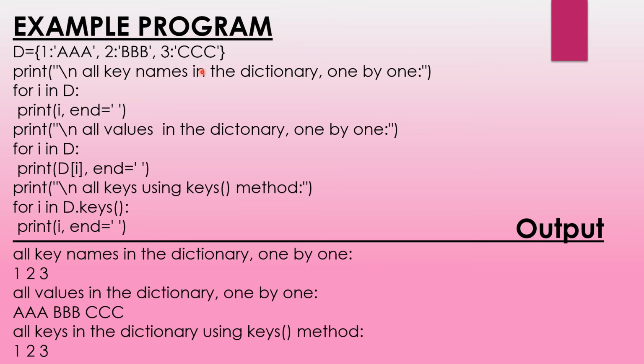So now we will see an example program. Here we have created a dictionary and assigned its keys and values. So now it is written print all key names in the dictionary one by one. So this will be in the output first. As you can see here, now it is written for i in d. So this for is used here. So what will be the value of i in d? The i will take its values as the keys, not the key values. The value of i will be the keys. What will be the keys? 1, 2, 3 will be the keys. So the value of i will change from 1, then 2, then 3.